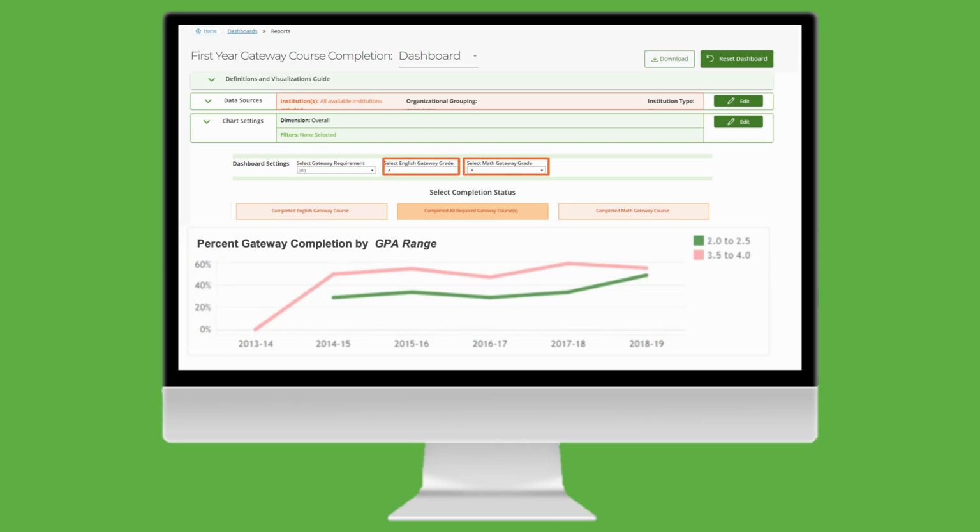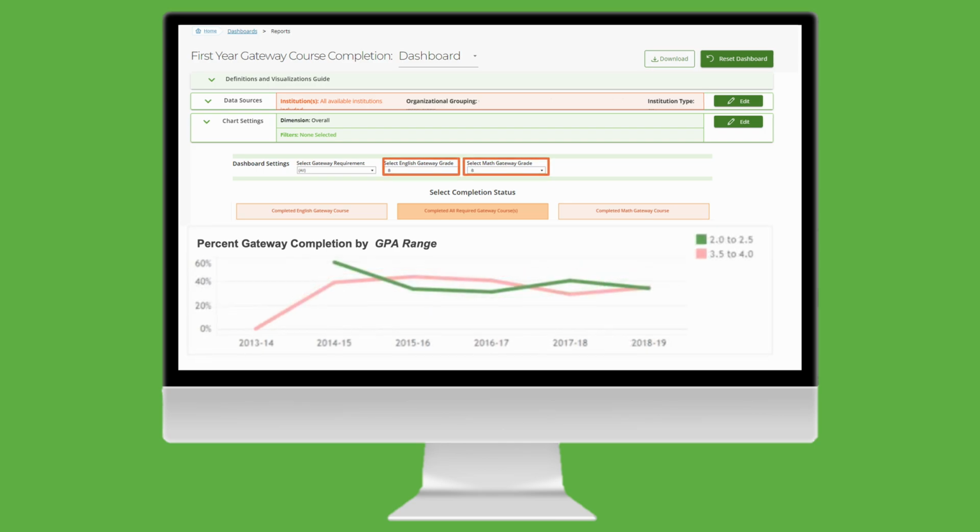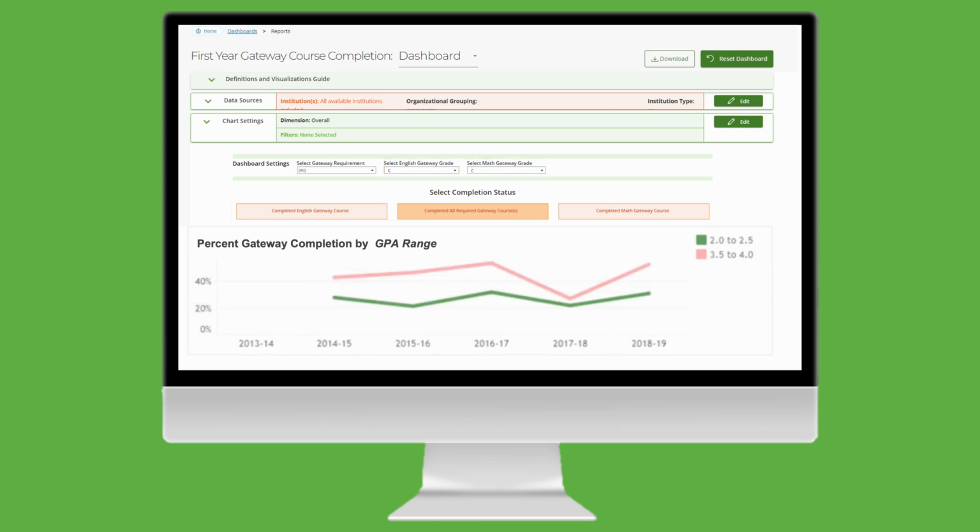Next, let's change the Gateway grade to B. The achievement gap has vanished between the lower and high achieving students. If we change the Gateway grade to C, the gap has widened significantly between these two groups. Finally, if we change the Gateway grade to D, we lose the high-performing students altogether. Additionally, the completion rate for the lower-performing students has declined significantly.